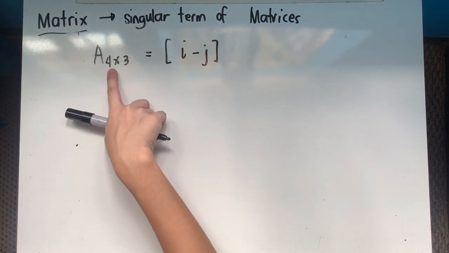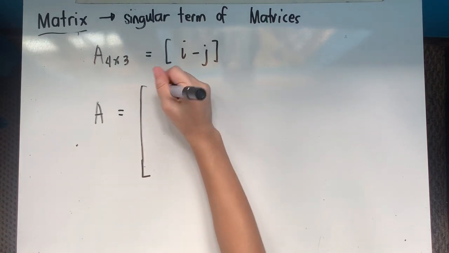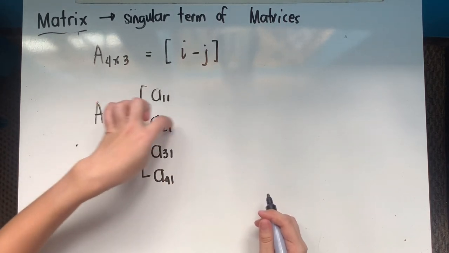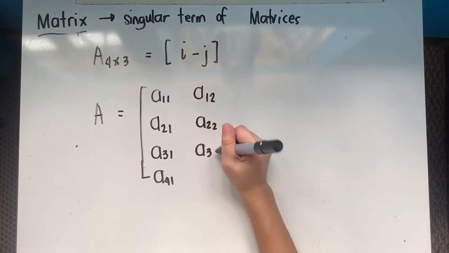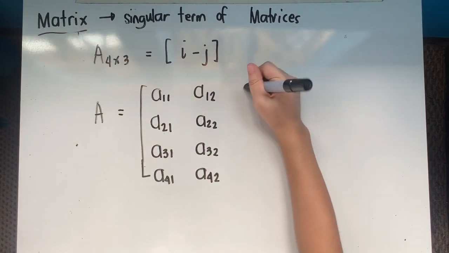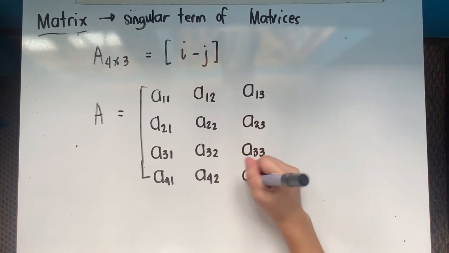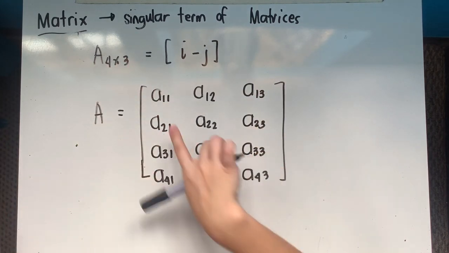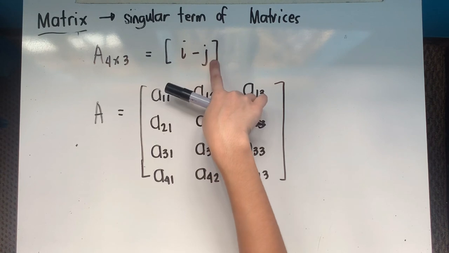So a matrix A of 4 by 3 may be composed of, you'll have here A11, A21, A31, A41. 4 rows, first column. Then you'll have A12, A22, A32, A42. 4 rows, 1, 2, 3, 4, second column. And then you have the last column, the third column, that's A13, A23, A33, and A43. These are all the elements or the entries that we'll have for matrix A. And every entry here will follow this formula.